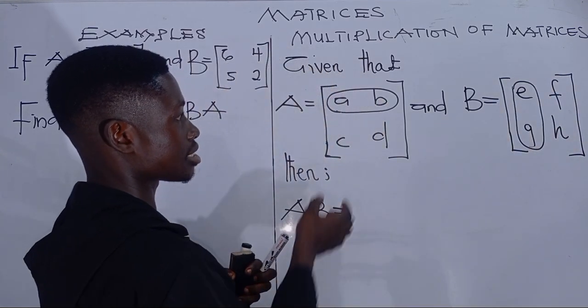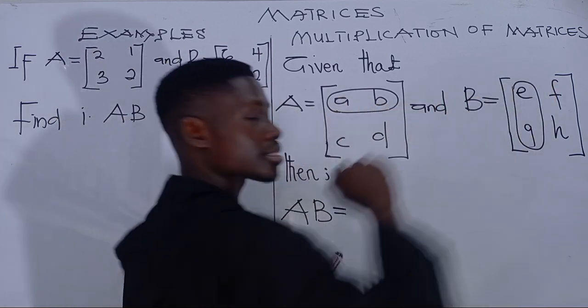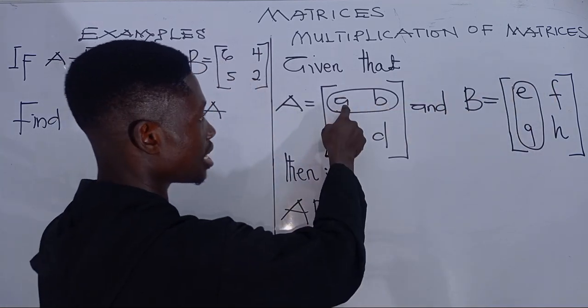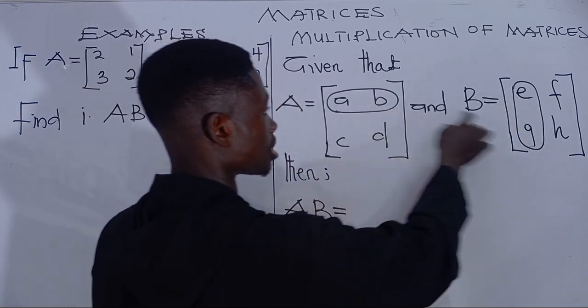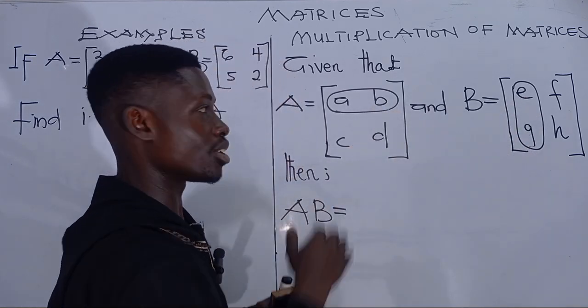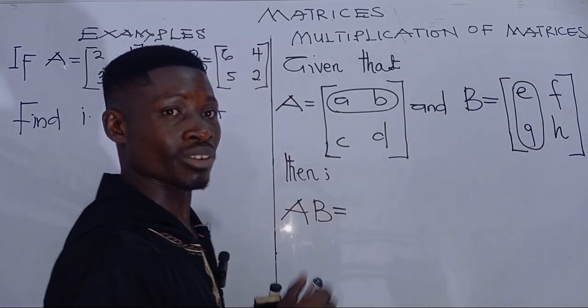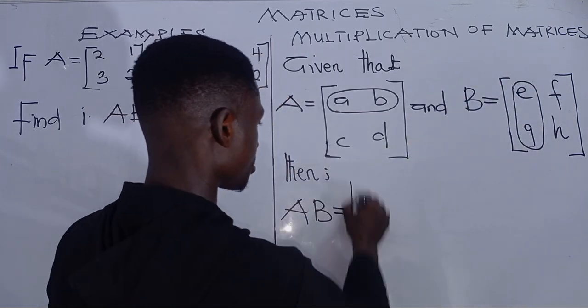So it's like a magnet. This will multiply that. So we have A will multiply E, then we bring our addition sign, B will multiply G. Then we move on to the next column of the second matrix.